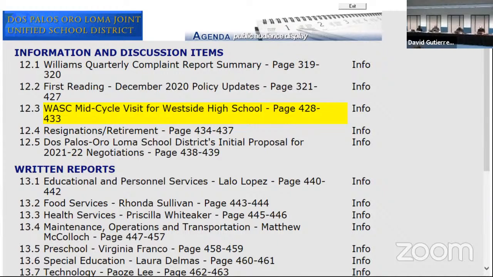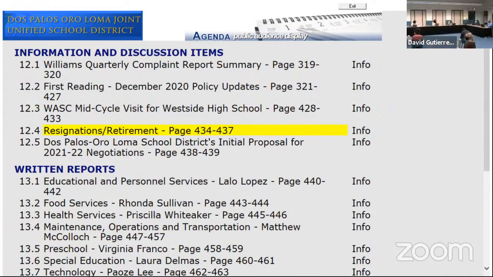12.4, resignations and retirements. I'd just like to thank the 3 folks that resigned for their service in the district. It's been a difficult year. Some have been with us for a lot of years, some have been with us 1 year. But again, I just want to thank them for their service. Thank you.